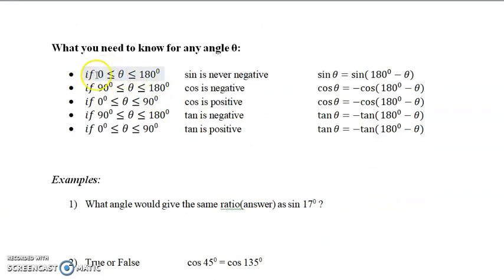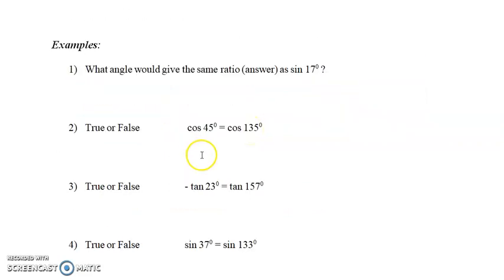If you have an angle between 0 and 180 degrees, sine is never negative. So basically, sine of that angle is equal to the sine of 180 minus that angle. And I'll show you what that means in a little bit here. Okay? We'll look at some of the examples. If you have an angle between 90 and 180, cosine is negative. If you have between 0 and 90, cosine is positive. And if you have an angle between 90 and 180, tan is negative. And if you have an angle between 0 and 90, tan is positive. And I'm going to show you some examples of those in a little bit.